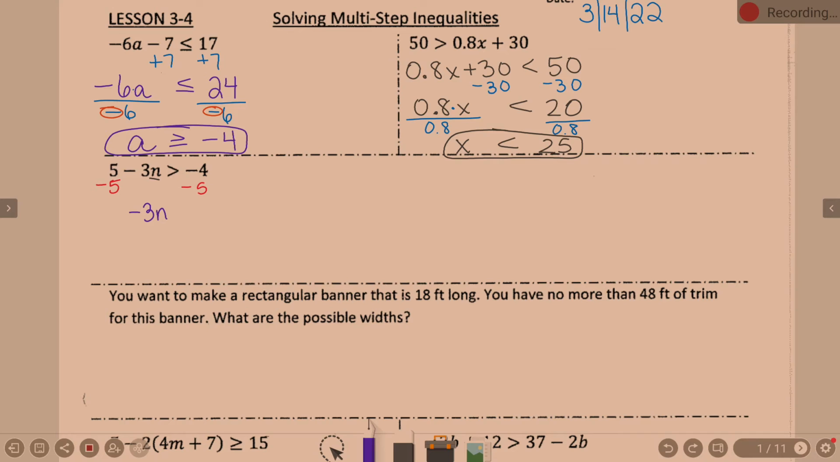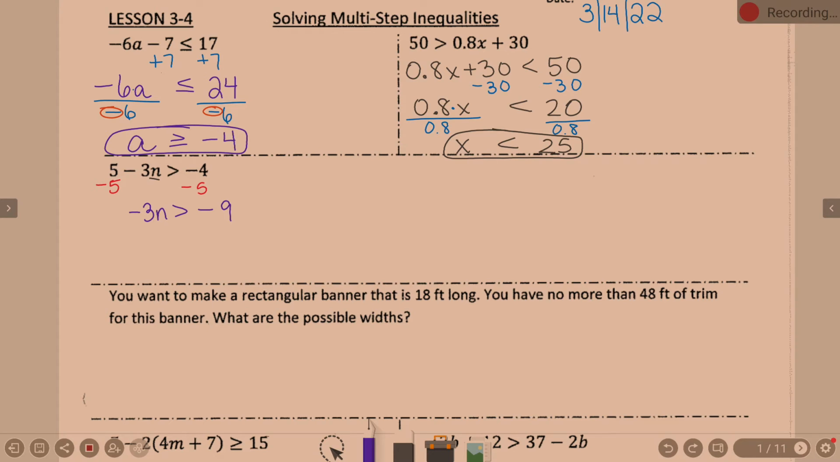Then you're going to do the other side. Carry the sign down. Negative 4 minus 5. What is negative 4 minus 5? Negative 9. Am I done? No, because I don't have n by itself.